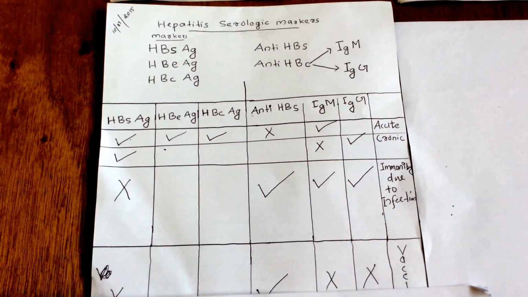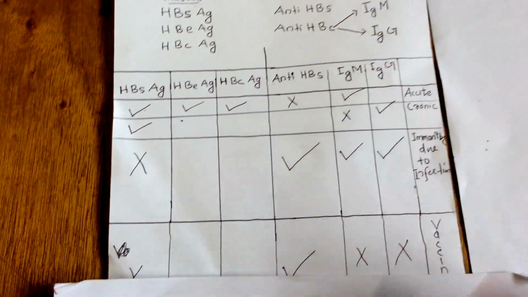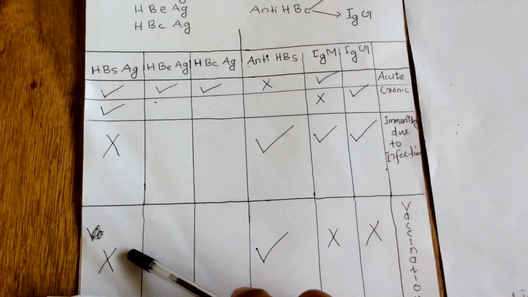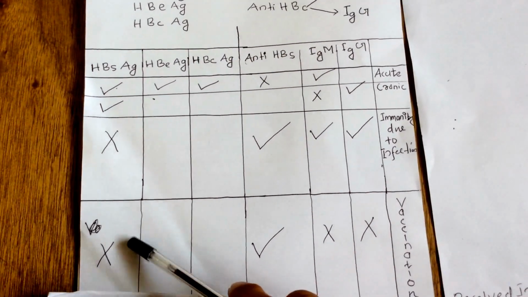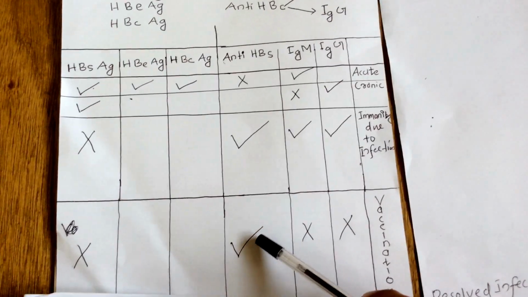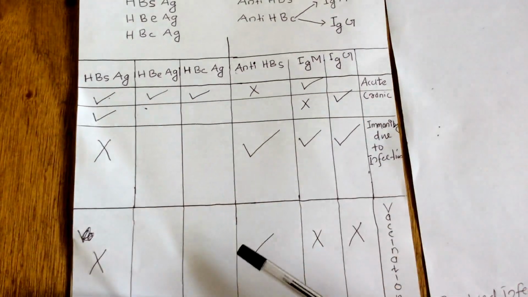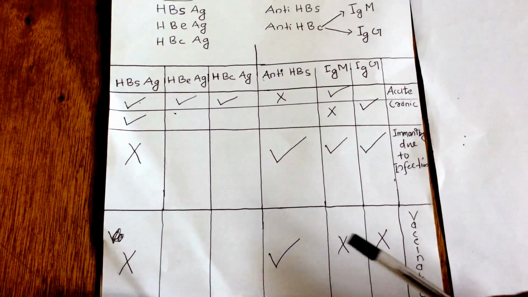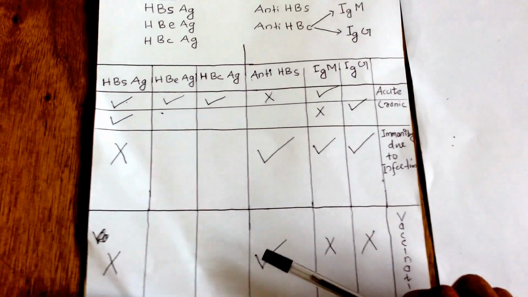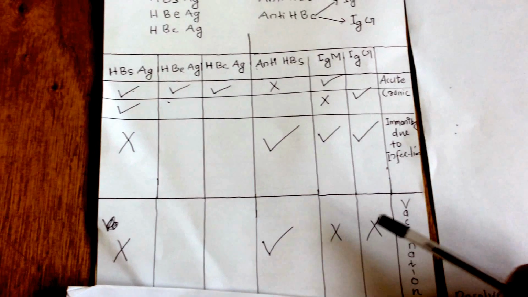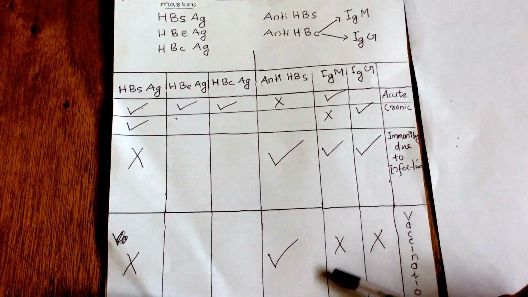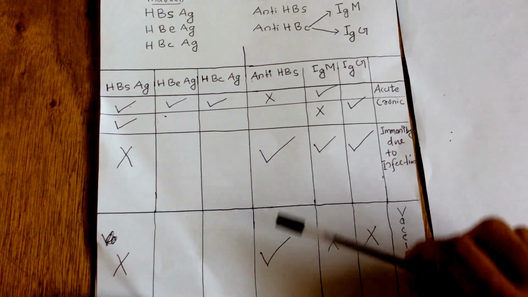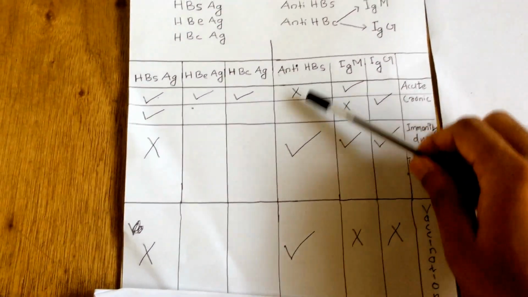Next case we can go through. There is no HBsAg. There is no infection, but there is only anti-HBs antibody, and also there is no IgM and IgG. This means this person got immunity through vaccination. If the person got immunity due to vaccination, there is only anti-HBs present.